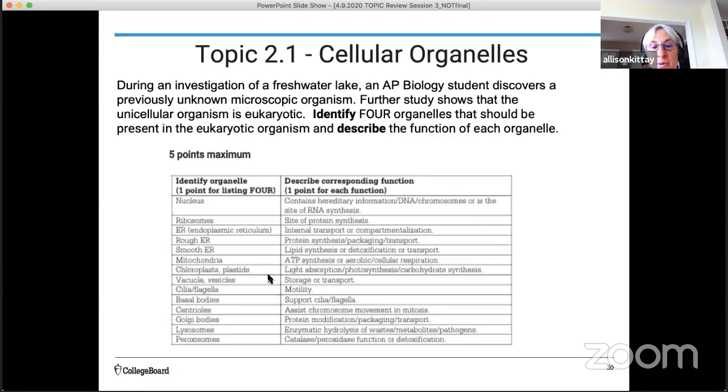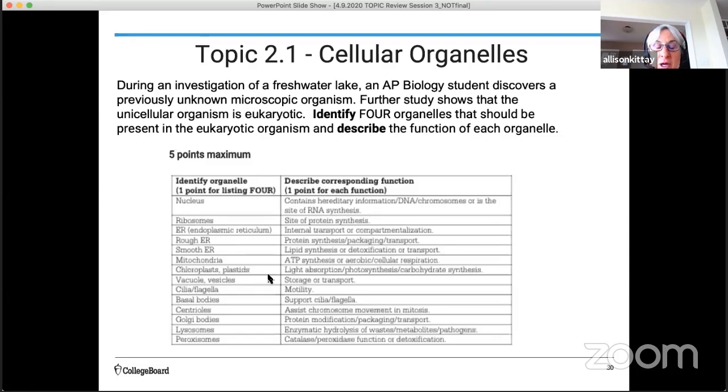Mitochondria is responsible for producing ATP. Chloroplasts are responsible for photosynthesis, which produces carbohydrates using sun's energy, solar energy. Then we have vacuoles, vesicles. They are different, but the distinction is kind of a fine nuance. So they could be lumped together here, and they can be for storage or transport. We did not discuss cilia and flagella, which are used in cell motility. We did not discuss basal bodies, which are a support for cilia and flagella.